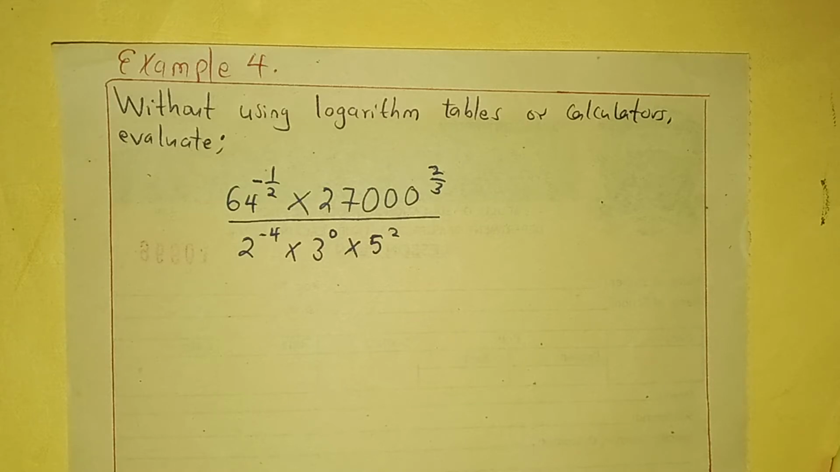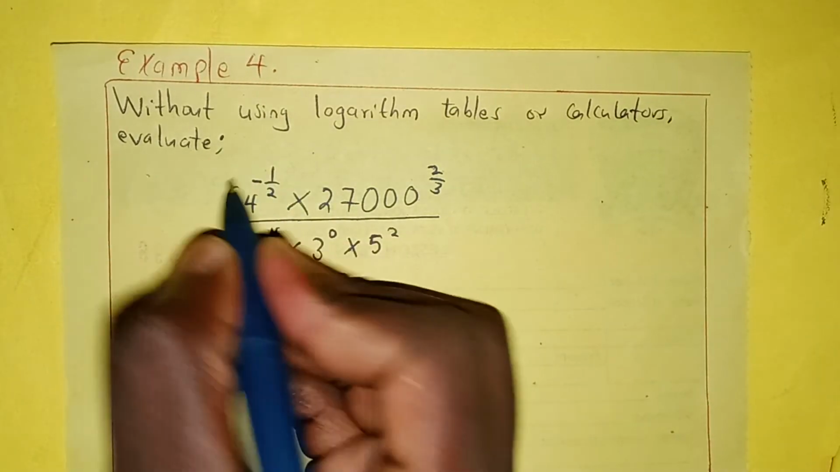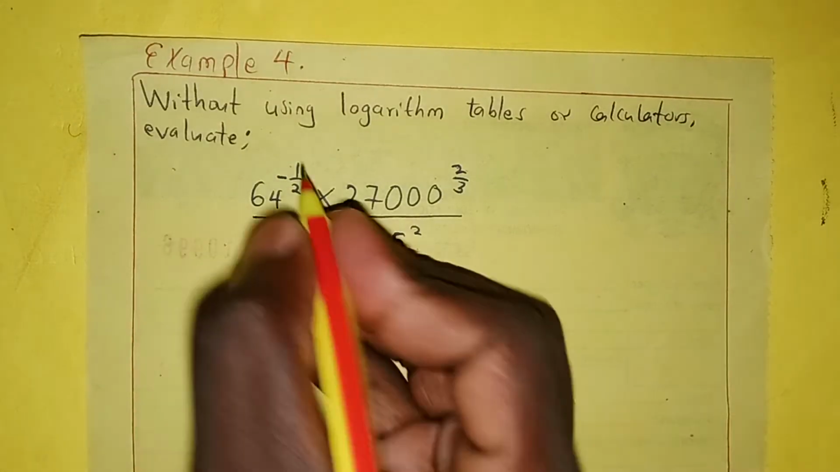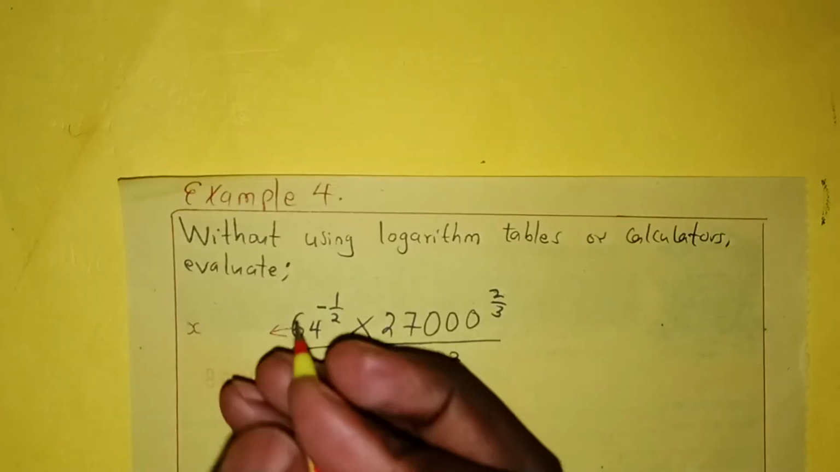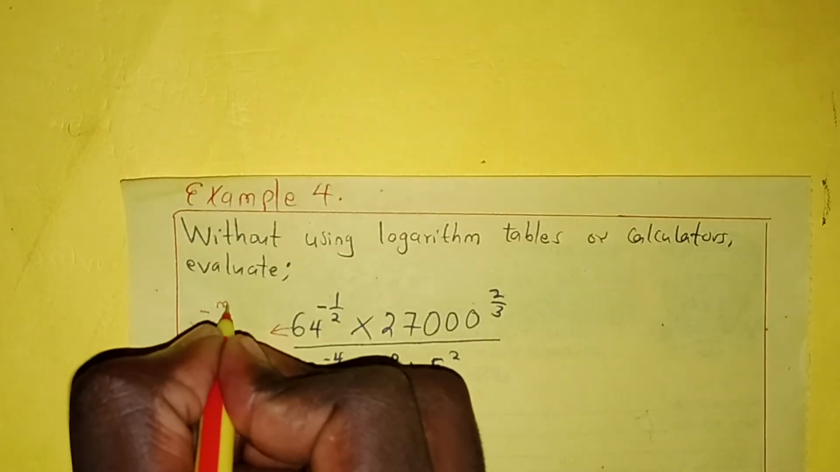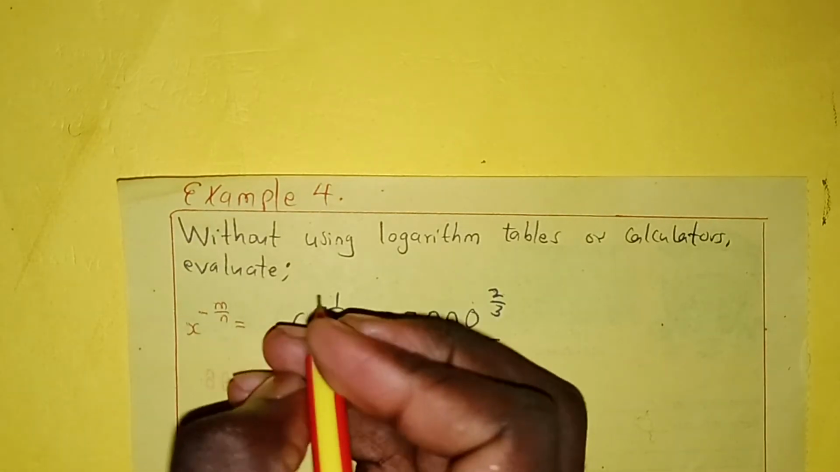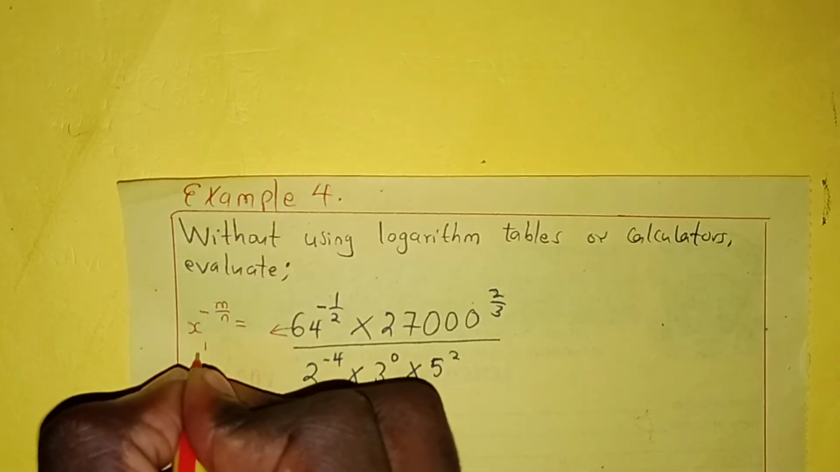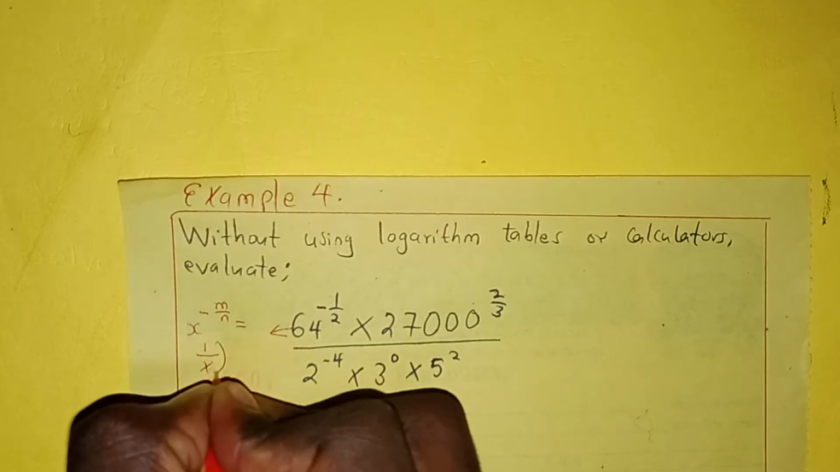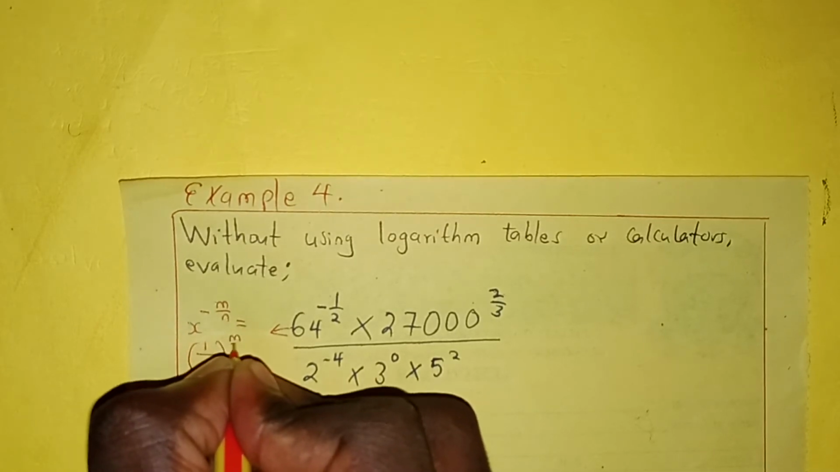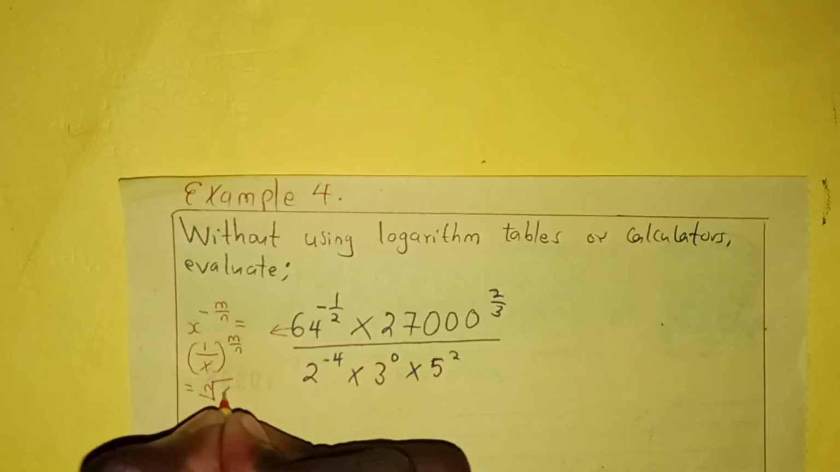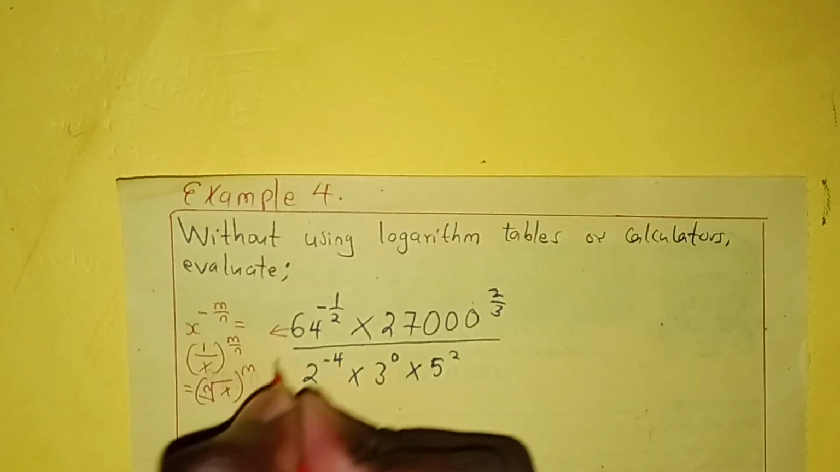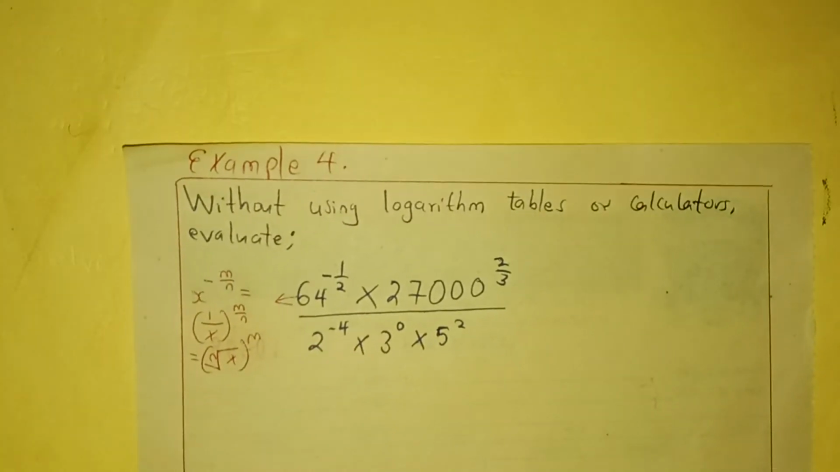Now to solve this first part we will apply this law that x power negative m over n is equal to 1 over x power positive m over n, which is the nth root of x power m. So we'll apply this law in the first part.